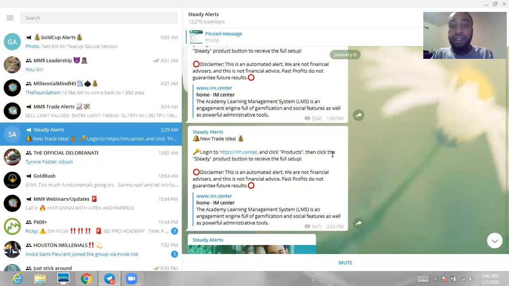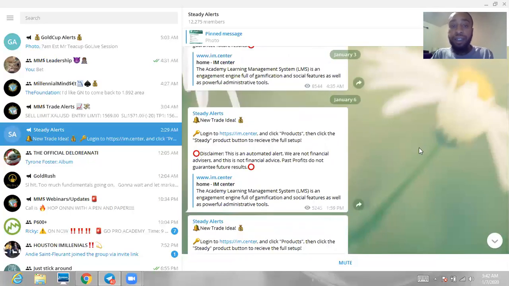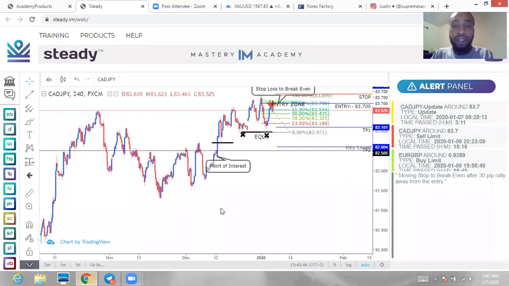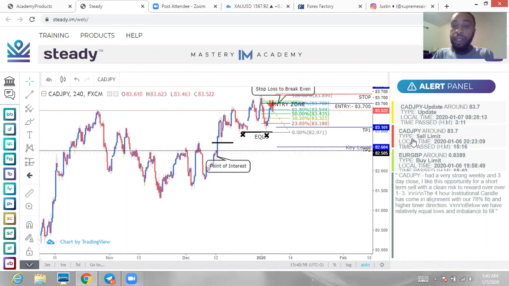Whatever timestamp it has, you would need to go check Steady, right? So whenever you go check Steady, you would come here. Since this is an update, we're going to go to the original one because that clearly says update. So we're going to go to whenever they first sent out CAD/JPY. Now on Steady, some visual things that you can keep in mind as you're looking at it quickly. If it has a red next to it, that means it's going to be a sell. As you see, sell limit. If it's green next to it, it's going to be for a buy. As you see, buy limit.